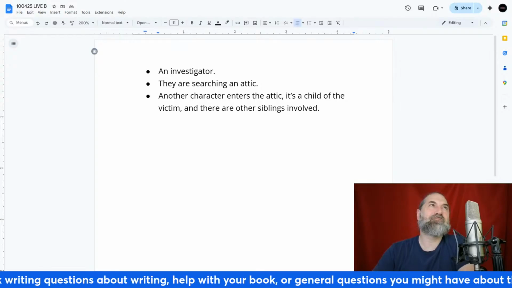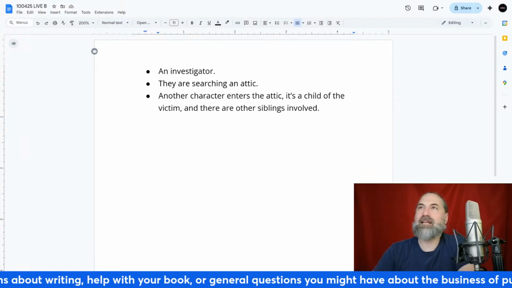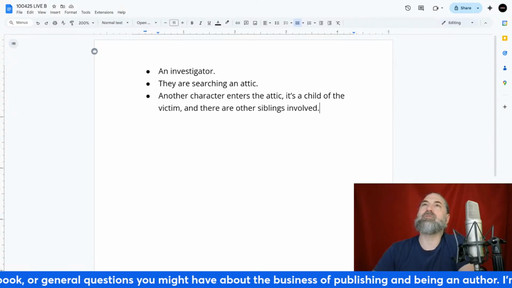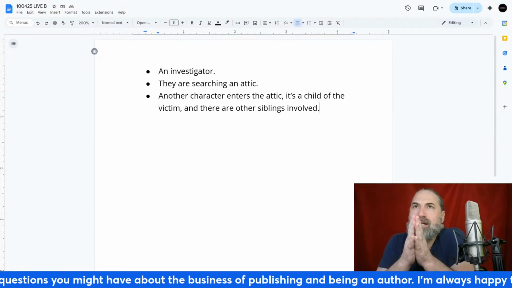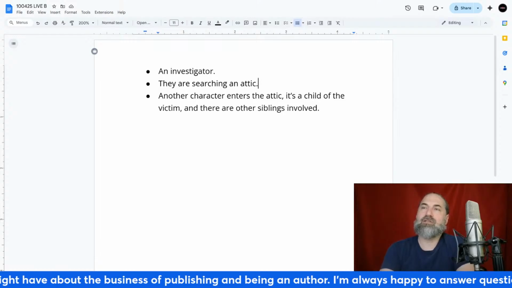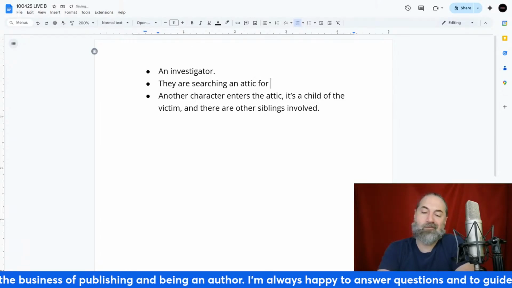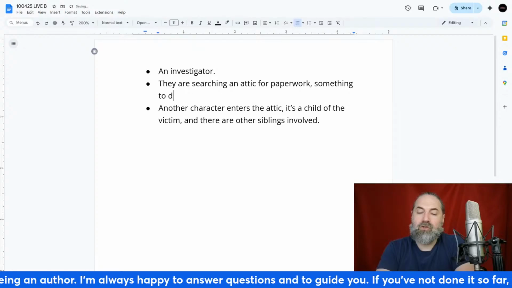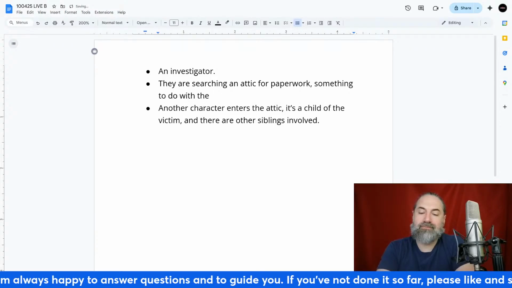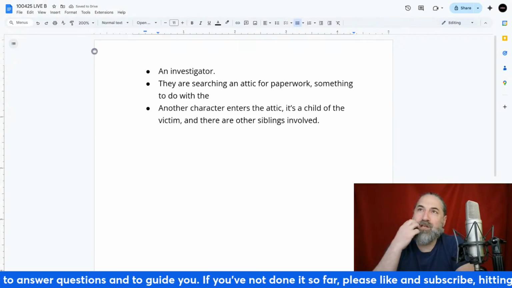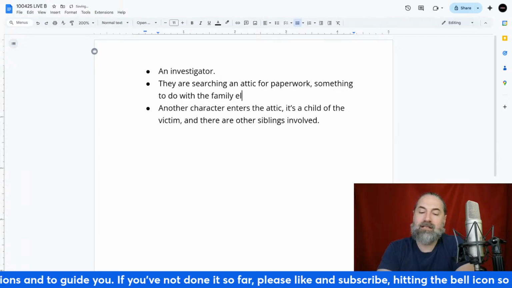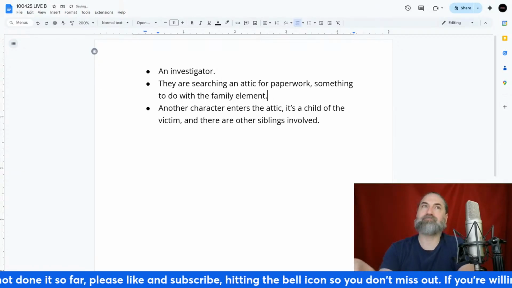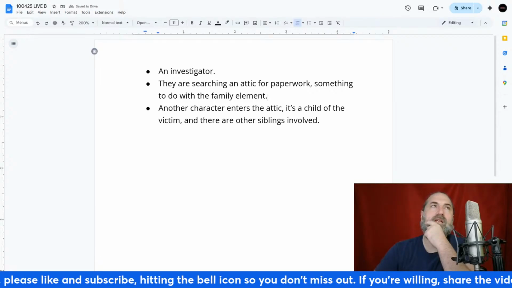All right. Okay. What do we got? We got 3 votes on the thing. All right. So an investigator, they are searching an attic. What are they searching for? They're searching an attic for, I don't know, paperwork. Something to do with the family element, since we have the children. All right. I like that.